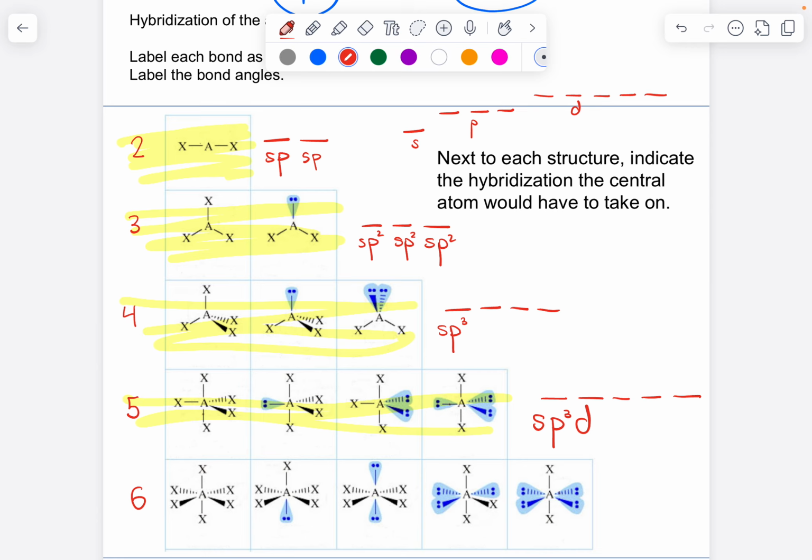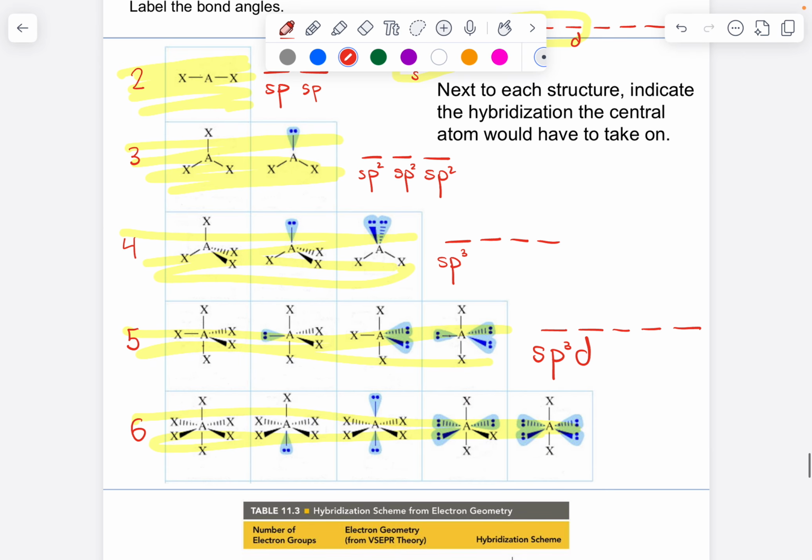Okay, last one. 6 groups, 6 orbitals. 1, 2, 3, 4, 5, 6. I need to get 2 d orbitals in this case because I need it to match the number of electron groups. 1, 2, 3, 4, 5, 6. And each one of those would be labeled sp3d2.